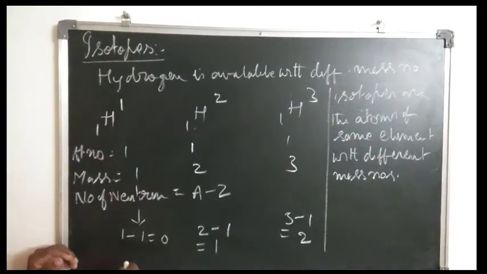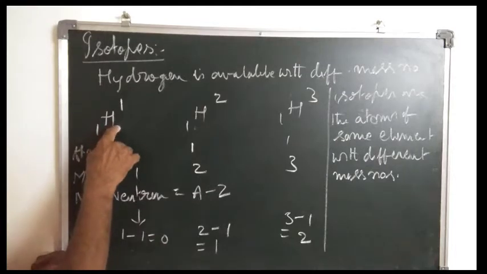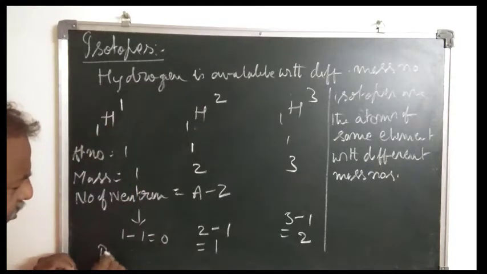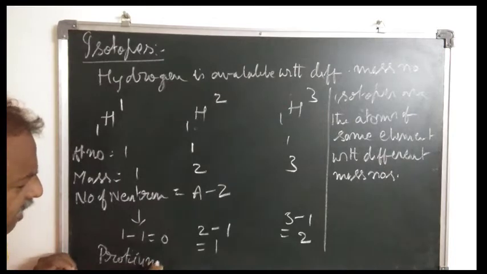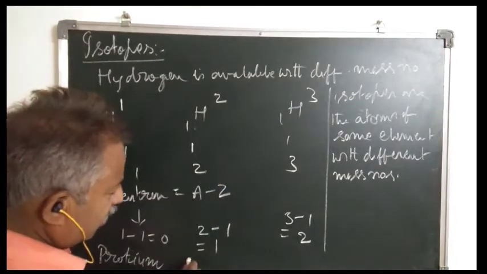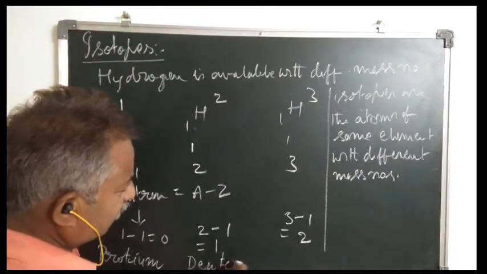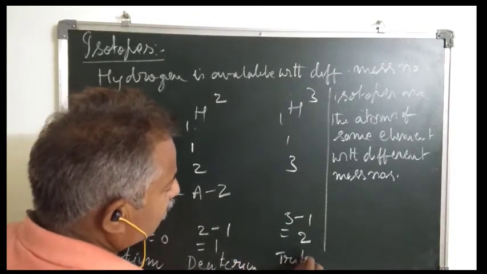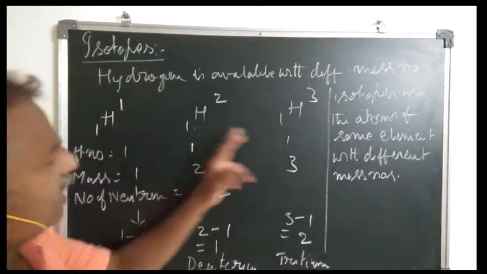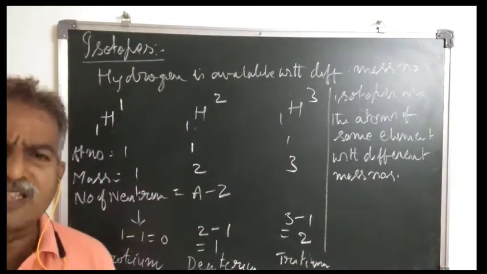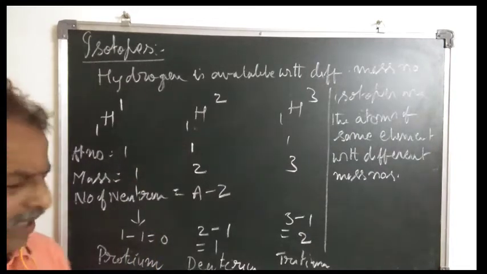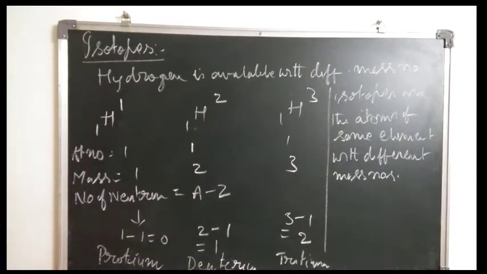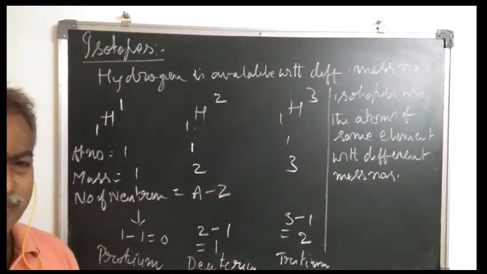Okay. Now here there is no neutron. That means the nucleus of this hydrogen atom has only 1 proton. Therefore, this is referred to as protium. And its name is deuterium. And this name is tritium. So these are the isotopes of hydrogen. Thus, isotopes of hydrogen only have special names. Each isotope has a special name: protium, deuterium, tritium.